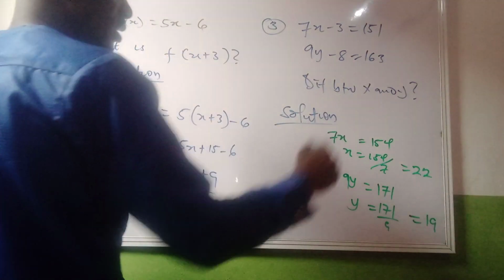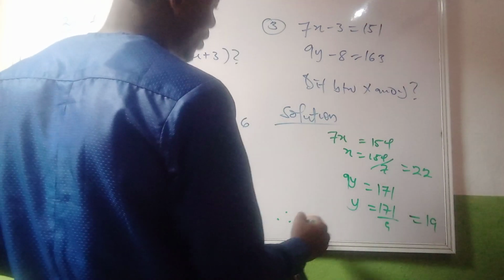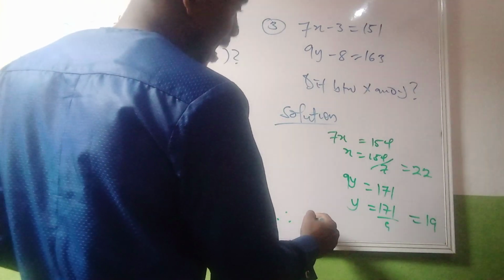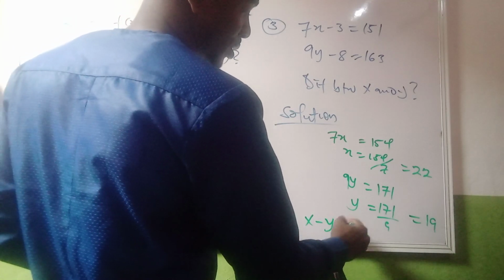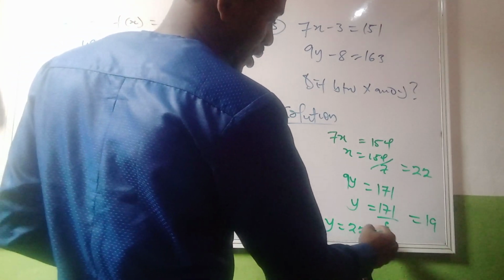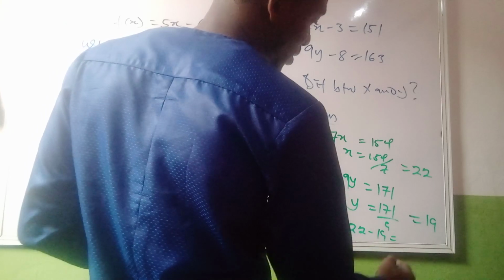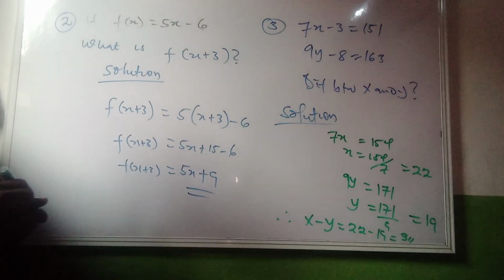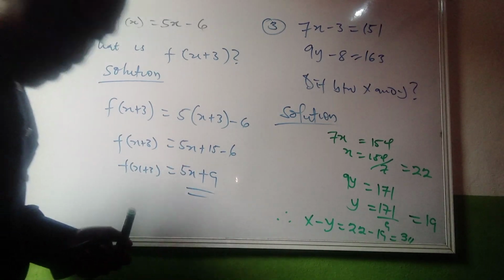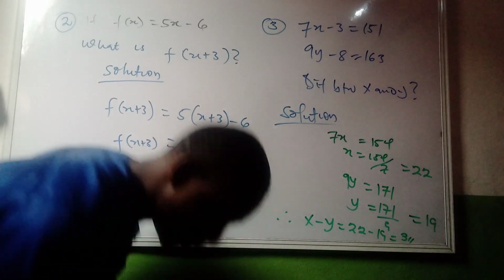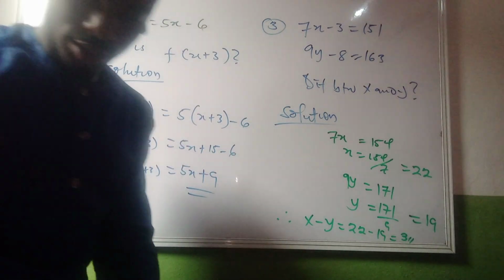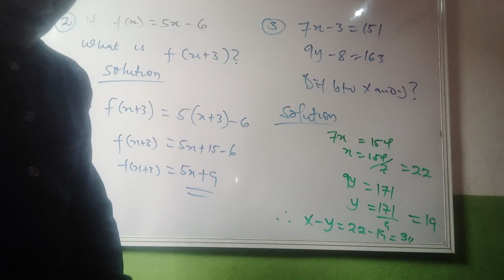Now the difference between x and y, or say x minus y, which is the same thing as 22 minus 19, giving us 3. Yes, so that is the answer to that. The next question.